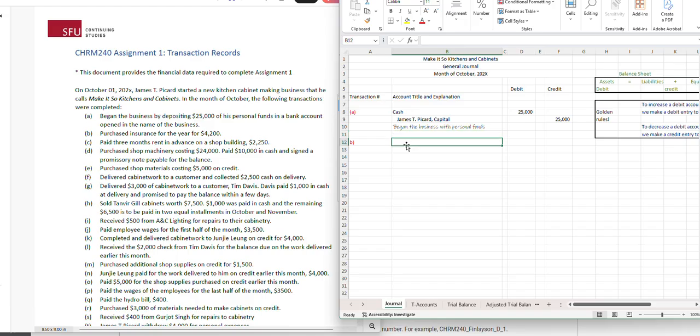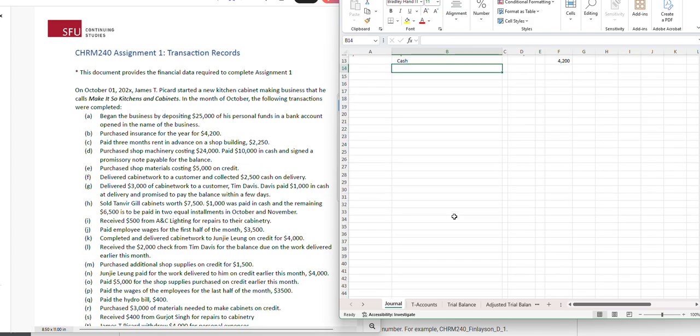Purchase insurance for the year for $4,200. Now, remember, we're going to go off our list of accounts. We're not going to make up new names. So when we buy something, an asset in advance, that's going to be used for a long time before it's worn out, we want to treat it as a prepaid asset. So it's prepaid insurance, and of course we pay cash, right? 4,200.